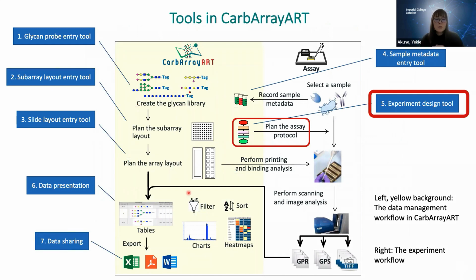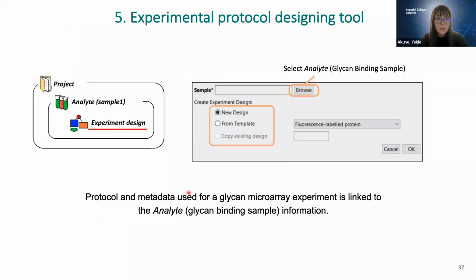Okay, now I'd like to move to the experiment protocol. Here you can record the Glycan microarray protocols in CarbArrayART. And this entry is created per Glycan binding sample. So one experiment per sample. You cannot create multiple experiments. Yeah, but anyway.